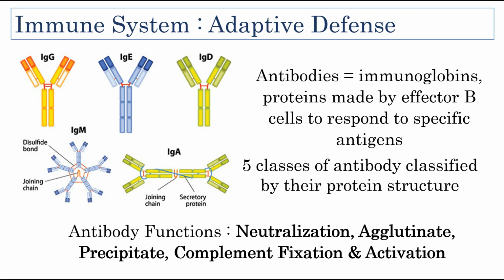Antibodies, these are the guys that we're making. They're just big fancy proteins. They all have different shapes and they are classified based on these shapes. They do 4 very specific jobs: neutralization, agglutination, precipitation, and complement protein fixation and activation.